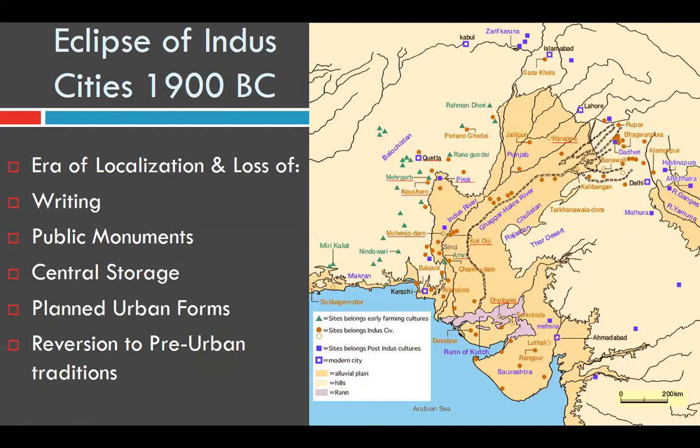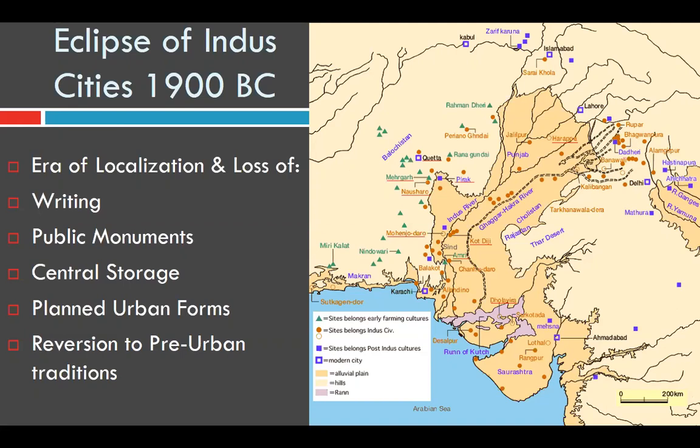So I'm getting close here to wrapping this up. The eclipse of the Indus cities, 1900 BC, this era of localization and loss of things like their writing, of their public monuments, of central storage, planned urban forms, and a reversion back to these pre-urban traditions that we see.